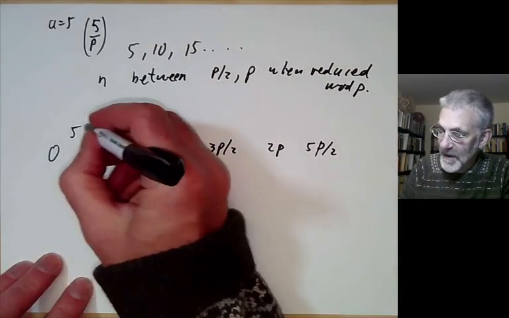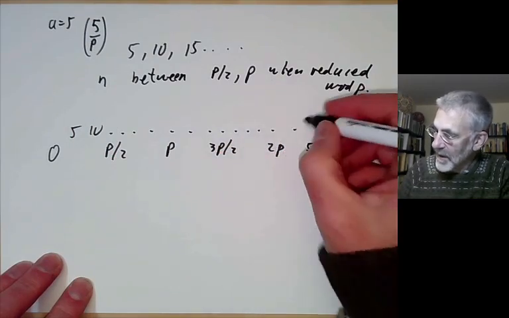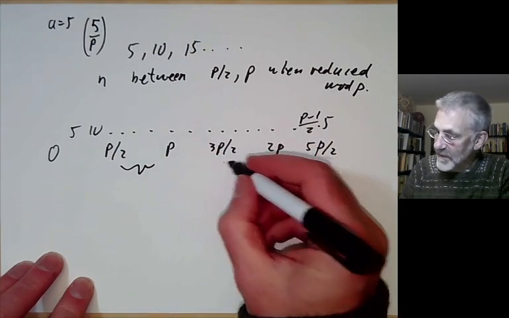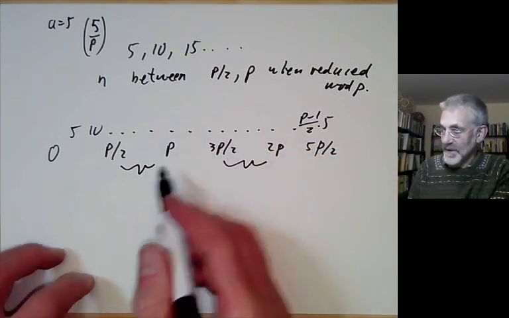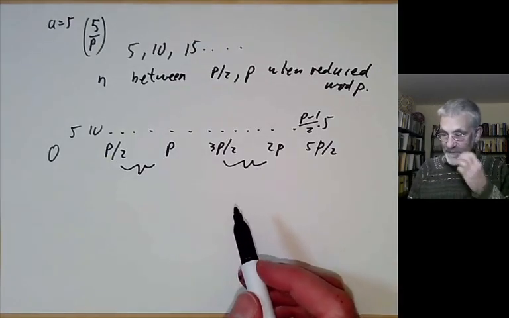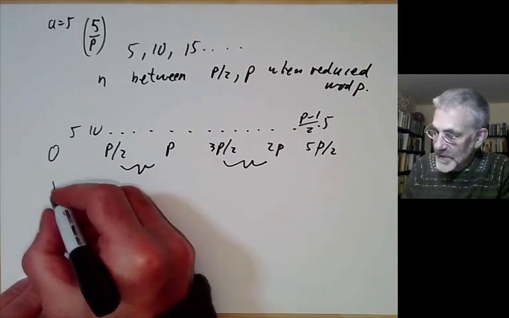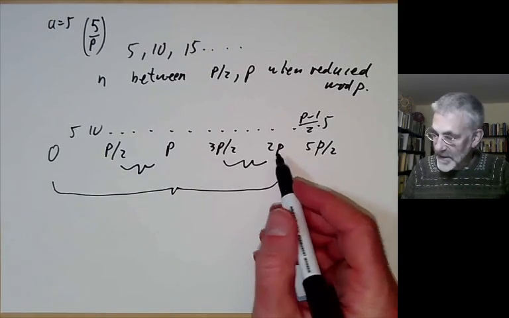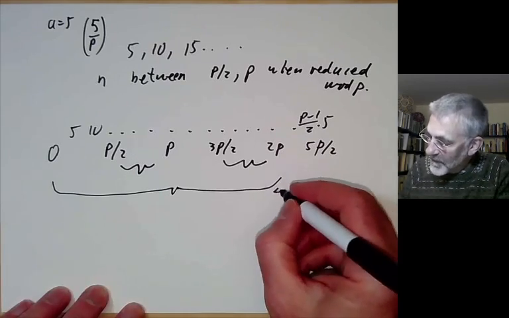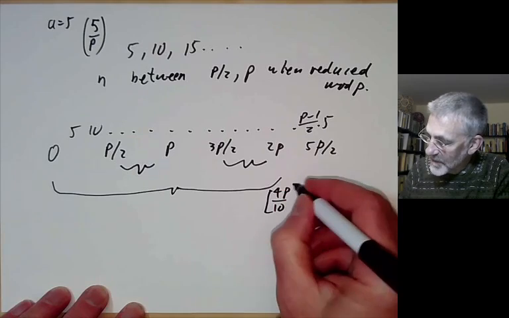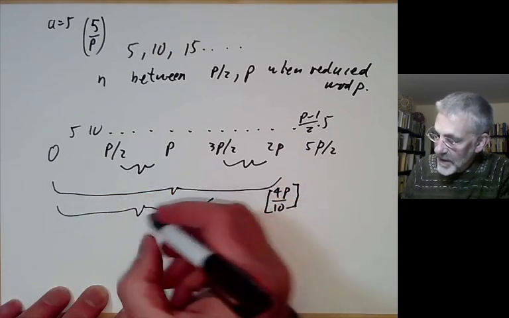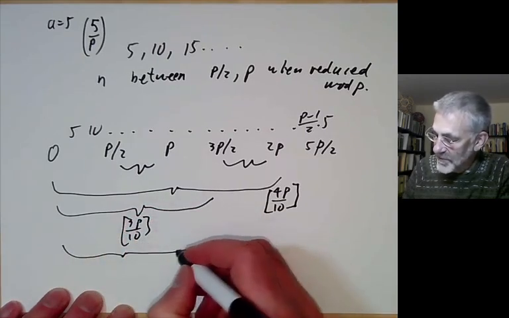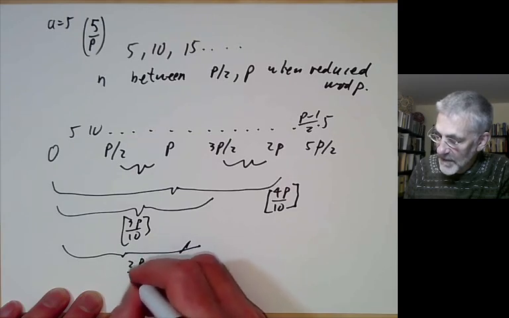And here the numbers are going to go 5, 10, and so on, all the way up to p minus 1 over 2 times 5. And we want to know the number in this interval plus the number in this interval. So n is going to be the sum of these two numbers. And how are we going to work this out? Well, the number here is going to be the integer part of 4p over 10. And the number here is going to be the integer part of 3p over 10. And the number here is going to be the integer part of 2p over 10.